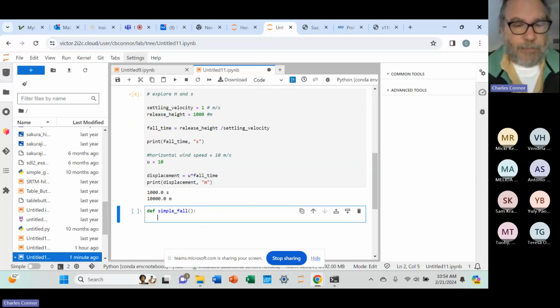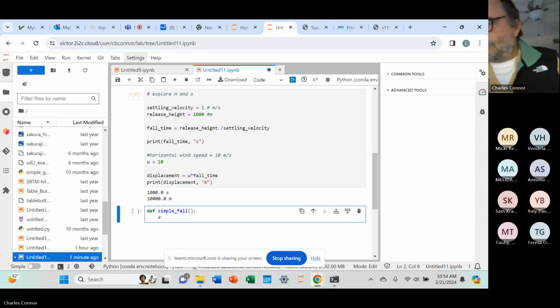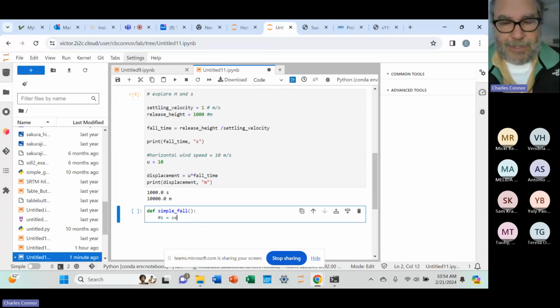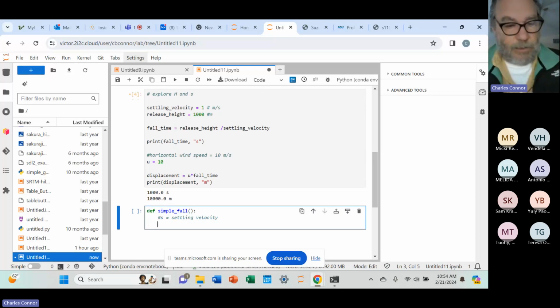So let me just start out with some comments. I want to say S in my function is equal to the settling velocity. And I'm going to say that I'll just make it a capital Q. Oops, sorry. Comment. Capital Q is going to be equal to the eruption mass. To do good coding here, I should put units in here.